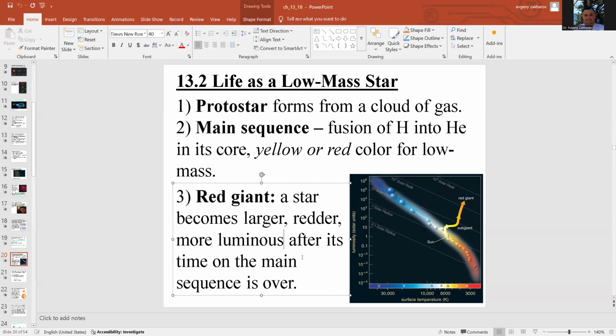And then it's the giant phase when the star becomes larger, like 1,000 times larger, and there's a drop in surface temperature, so it goes to a red part of the spectrum. And it is the stage when you run out of hydrogen inside its core and you go to the next level of fusion. That would be the helium to carbon. I mean, from hydrogen to helium, yeah, from helium to carbon.